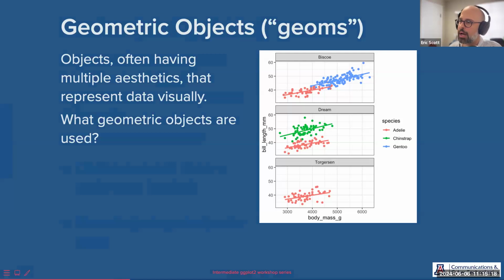So talking about lines and points, we also have geometric objects. This is the next element. These are objects that often have multiple aesthetics that represent data visually. This is starting to get a little tricky to describe the differences just in definitions, because that definition sounds a lot like what we talked about with an aesthetic, which was a visual element that is used to represent data in some way. This is an object representing data visually. So what's the difference? Anybody want to take a shot here, and what geometric objects are we using in this plot?